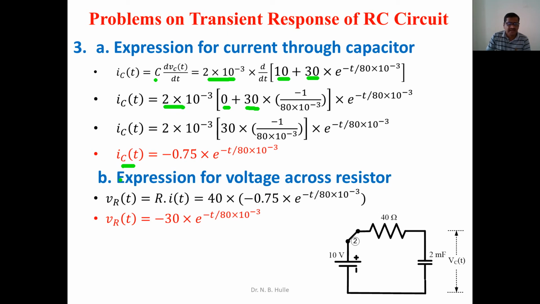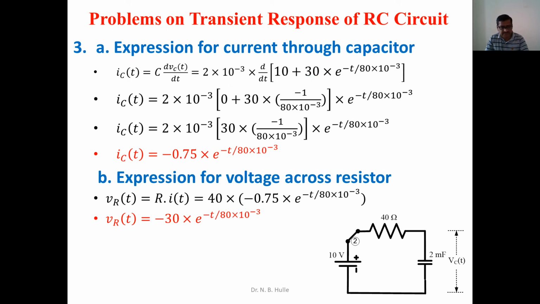Finally, the expression for voltage across the resistor: the general expression is R into I of t. Here R is the resistance, which is 40, and I of t, the current flowing through the circuit, is minus 0.75 into e raised to the power of minus t by tau. If we simplify this, finally the voltage across the resistance will be minus 30 into e raised to the power of minus t by tau.